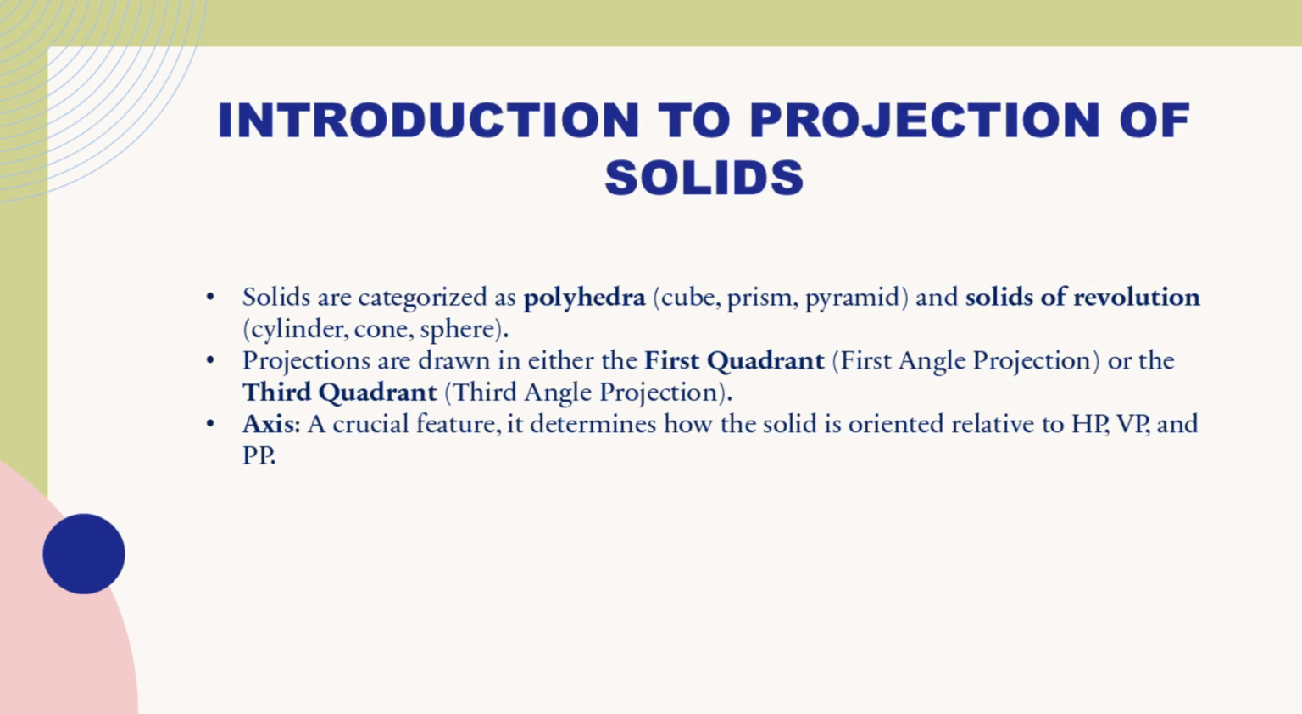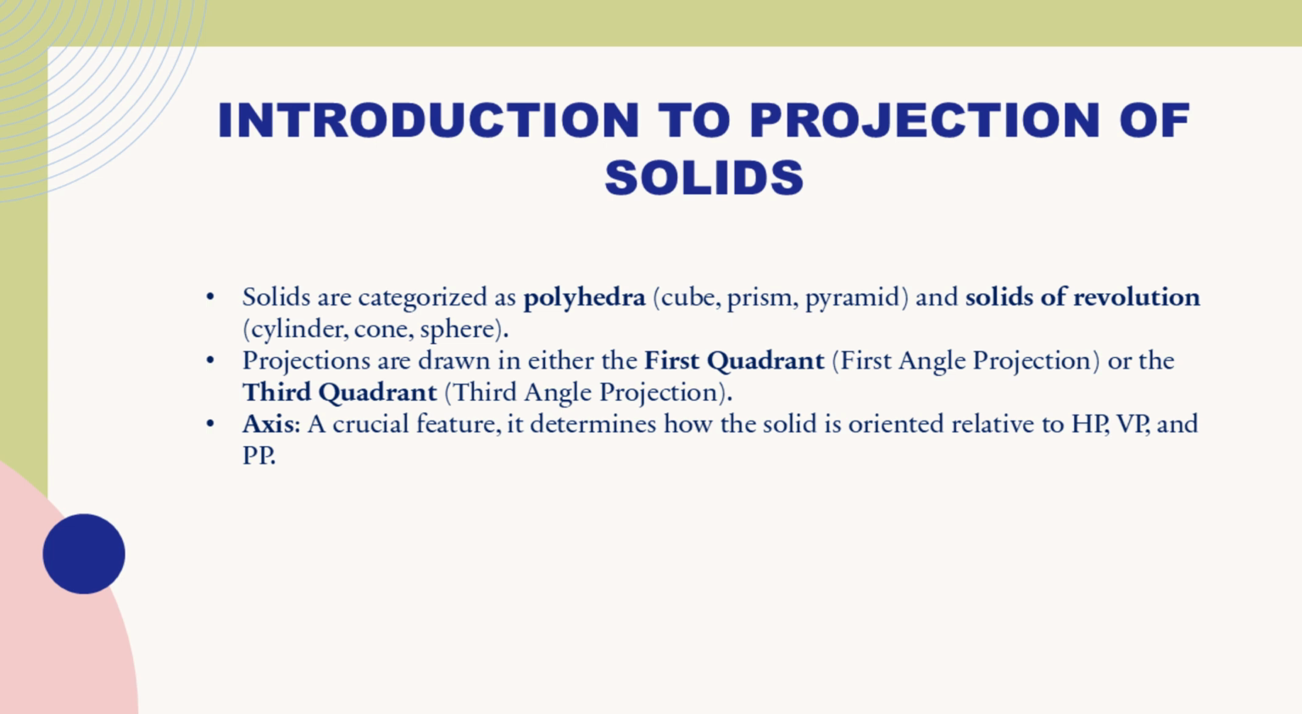This helps us accurately represent the plane's orientation in drawings. Projection of solids involves representing three-dimensional objects in two-dimensional planes. Solids are classified into polyhedra like cubes, prisms, and pyramids, and solids of revolution like cylinders, cones, and spheres.